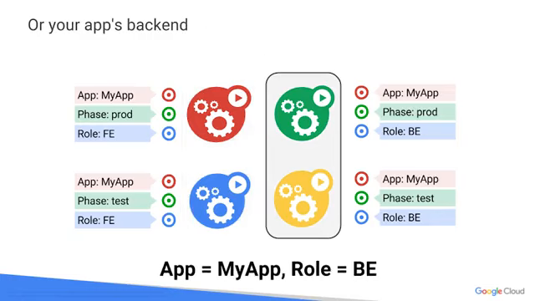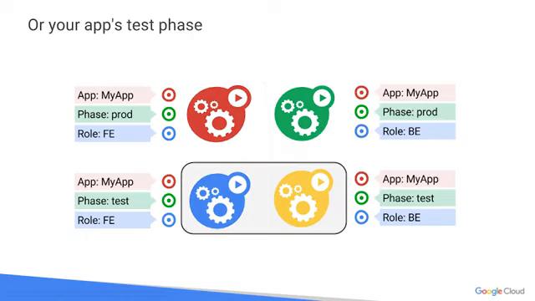You'll be able to similarly apply labels for your backend services also. This is my BE server. This is my backend server, my database, whatever. Or your application's test phase. Call it test. Here you go. Both of them are tests. You could group them together, and you could have a red and blue or green, yellow application.